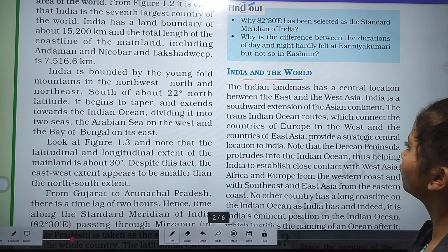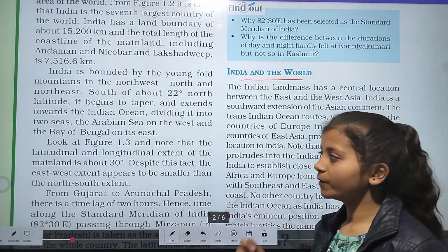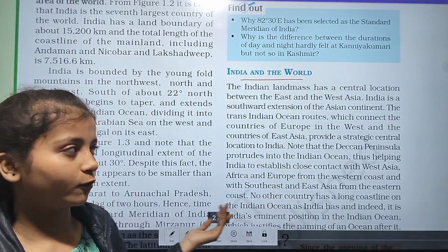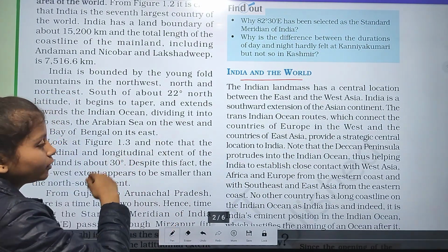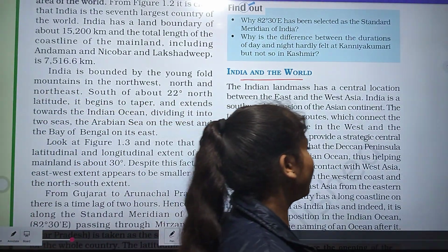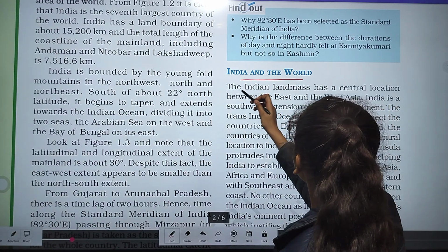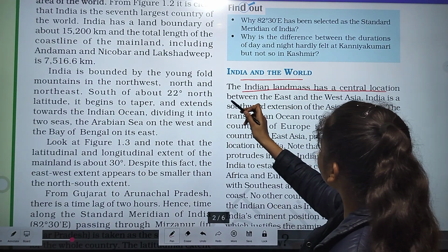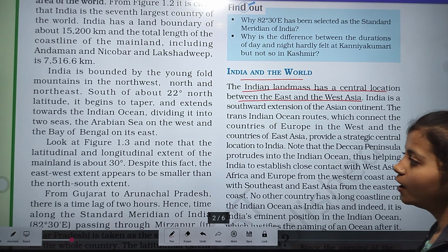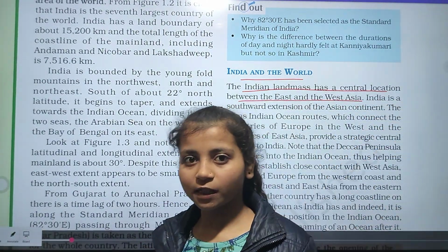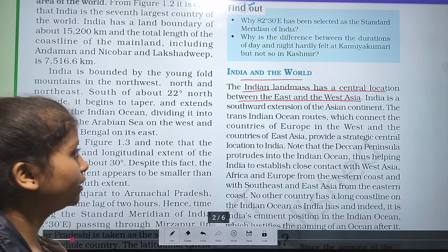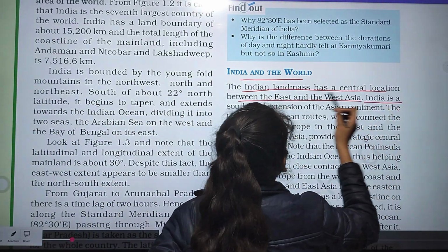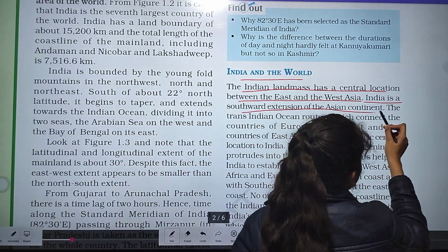India and the whole world. This one is comparing India with the whole world, and this is all about India. And now, what is the place of India in the world? It is written that India is a landmass that has a central location between East and West Asia. It means this is a center between the East and also the West in Asia. India is a southward extension of the Asian continent.